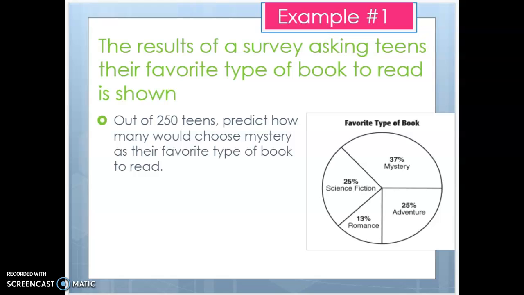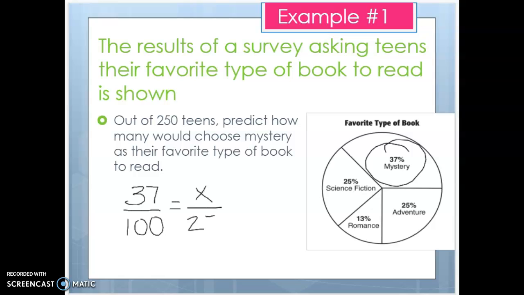If we do have an amount of people that we want to make a prediction of, we can set up a proportion and we can figure that out. So out of 250 teens, predict how many would choose mystery as their favorite type of book. So I'm going to look at this and figure out that mystery is 37%. So I'm going to put 37%, always goes over 100, is equal to x over 250.